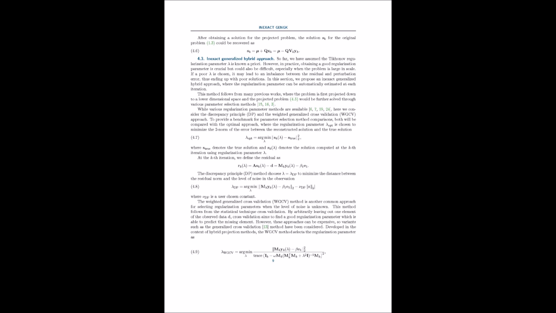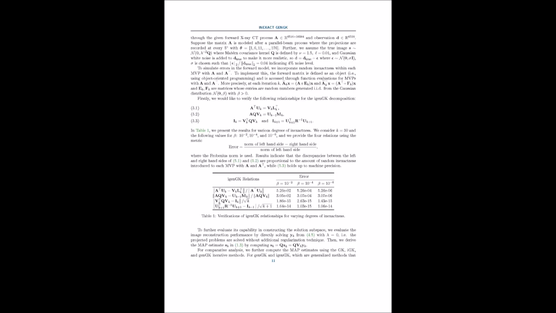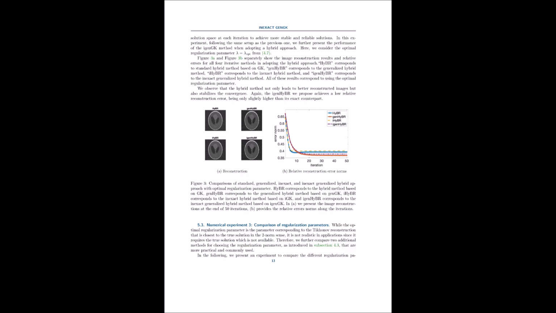So we were discussing how in real-world scenarios, we often don't know the optimal regularization parameter beforehand. Right, and that's where those other methods, the DP and WGCV, come in to help us estimate it. Exactly. And in section 5.3, the researchers dive into how well those methods perform. Specifically, they compare the igenGK method using the optimal, DP and WGCV approaches for determining lambda. Okay, so they're putting those methods to the test in a more realistic setting where we have to rely on estimations. What do the results shown in Figure 4 tell us?